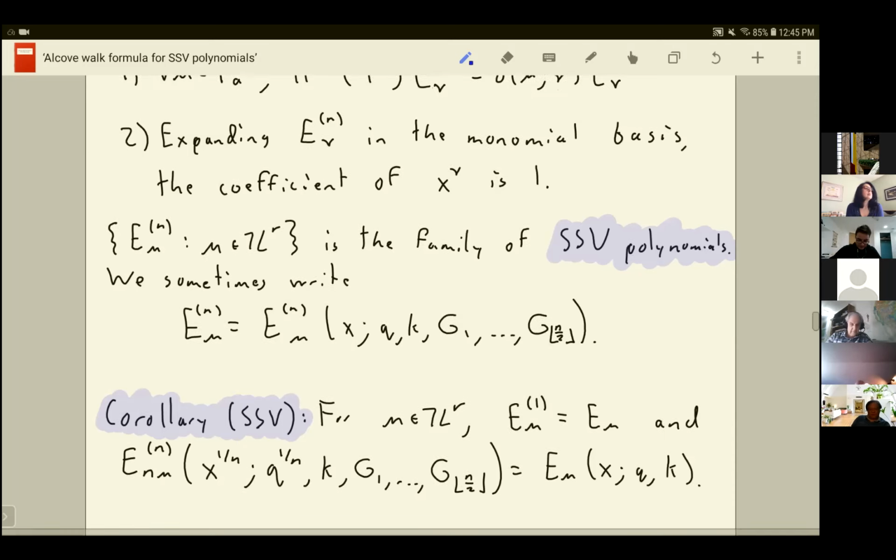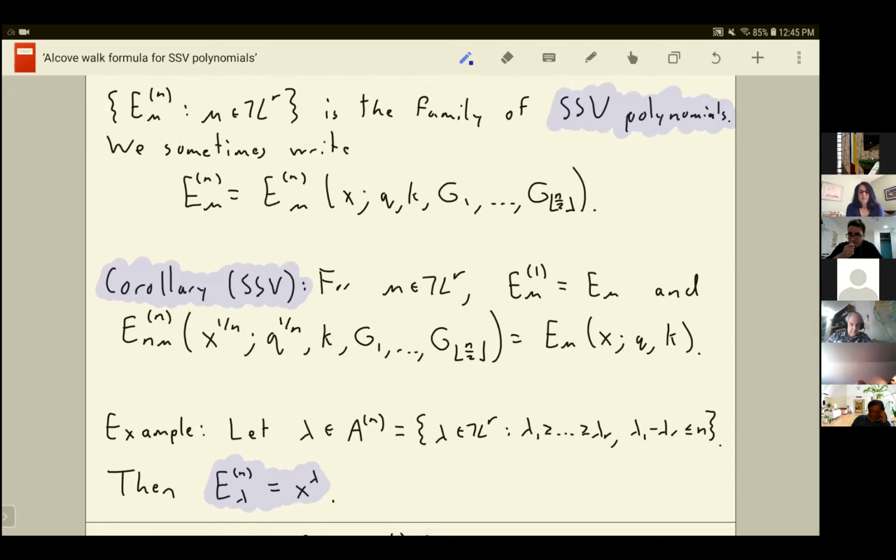Another nice example of an SSV polynomial: if lambda is in the fundamental domain of the W_n action, so if the greatest difference is less than or equal to n, and it's decreasing, then E lambda is just X lambda. So this is the best thing that could possibly happen to us. This is exactly what we wanted, that our base case in our recursion is going to be simple.